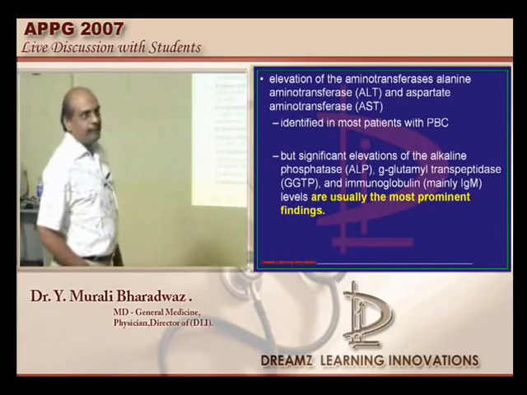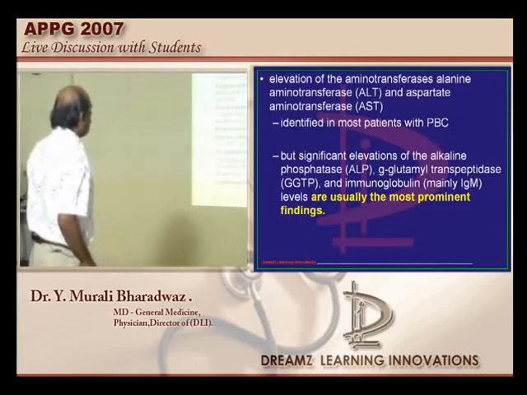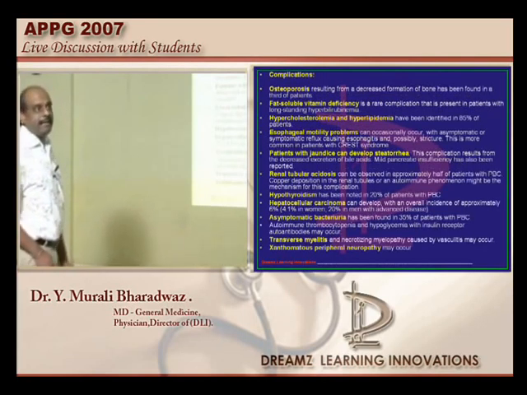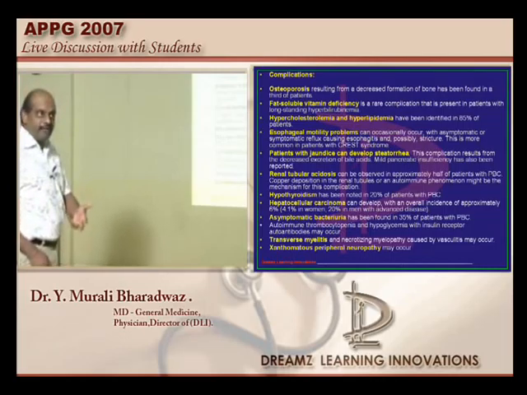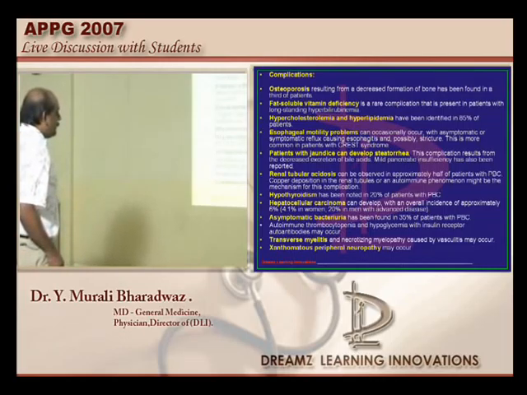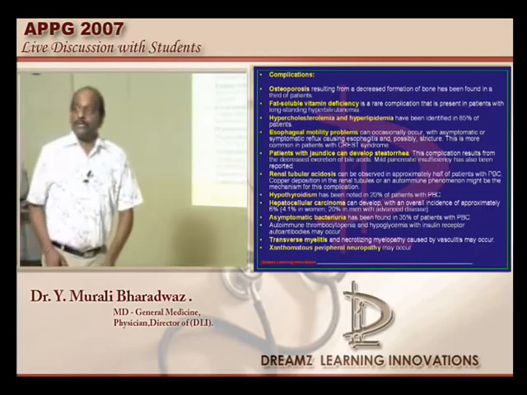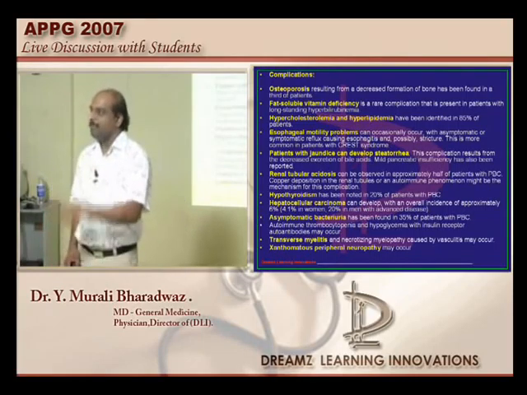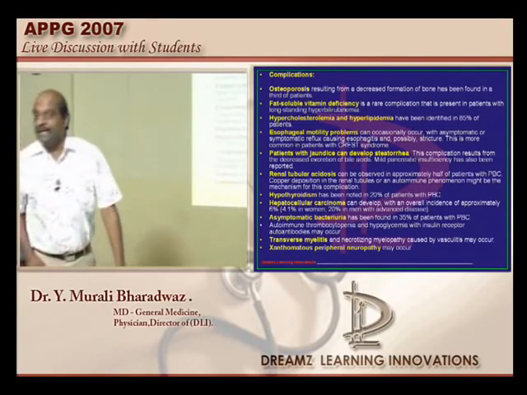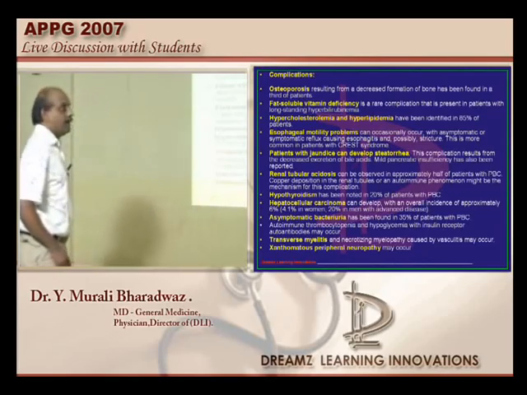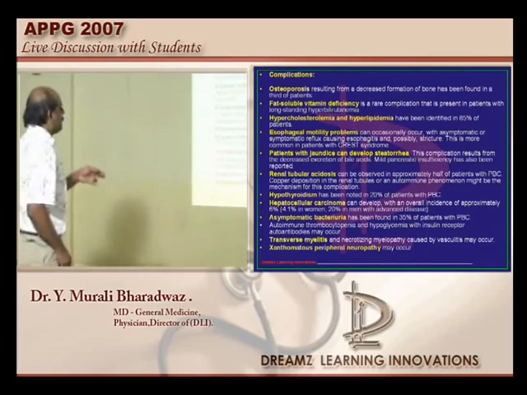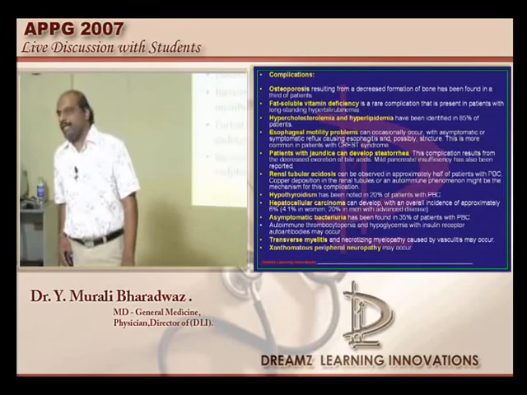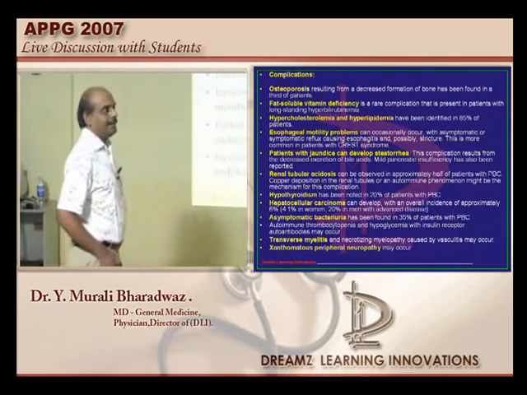Now coming to the complications of primary biliary cirrhosis, it can lead to osteoporosis, fat-soluble vitamin deficiency, esophageal motility problems, and hypothyroidism can develop. Hepatocellular carcinoma is a risk because they have cirrhosis, asymptomatic bacteriuria can be there, and they can also have transverse myelitis. Why? Because primary biliary cirrhosis is an autoimmune phenomenon, and the same autoimmunity can also affect the spinal cord, hence transverse myelitis as another autoimmune manifestation. It can also have autoimmune thrombocytopenia and xanthomatous peripheral neuropathy. These are the complications associated with primary biliary cirrhosis that need to be remembered.